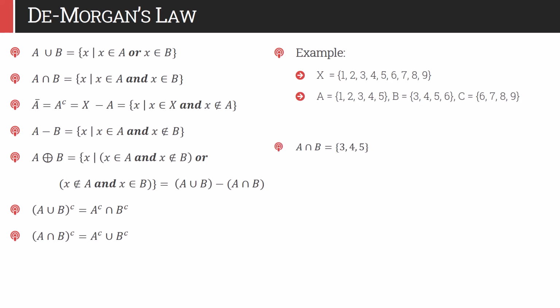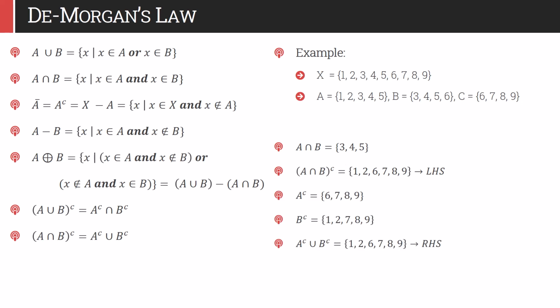A intersection B is 3, 4, 5 and the complement of that is 1, 2, 6, 7, 8, 9. That is the left hand side. A complement is 6, 7, 8, 9. B complement is 1, 2, 7, 8, 9 and the union of that is 1, 2, 6, 7, 8, 9. That's the RHS. From the results we can verify that LHS is equal to RHS and that's why this rule is also true. Graphically we can write it like this: A intersection B whole complement. So everything which is not part of A intersection B will be the part of the result.